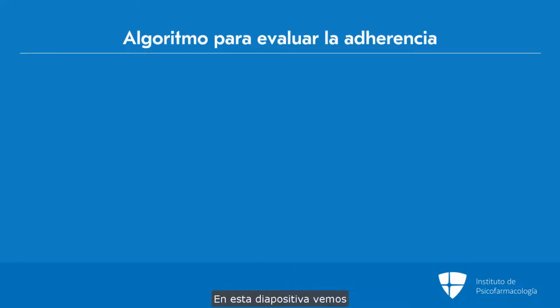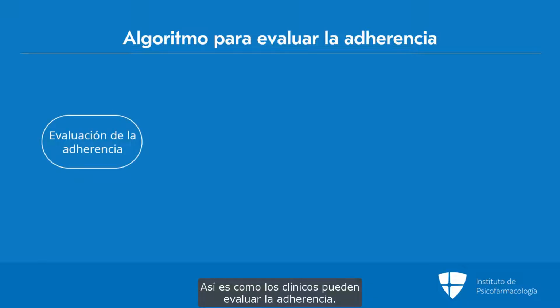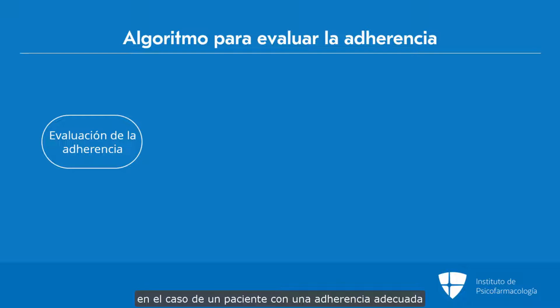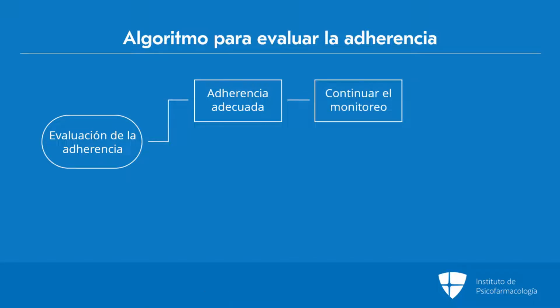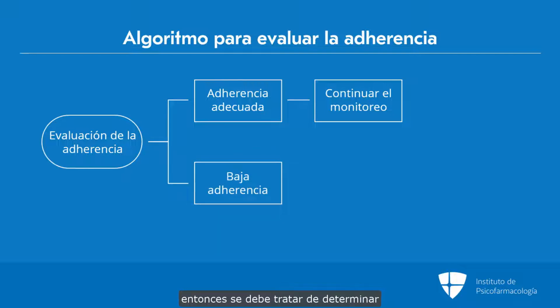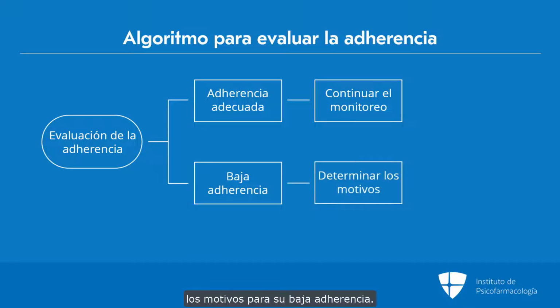So here in our next slide, we have an adherence algorithm. And this is how a clinician might think about adherence assessment. As I've mentioned before, assessing adherence is hard and needs to be done repeatedly. One way to think about it is a patient that appears to have adequate adherence, in your opinion. In that case, you would just continue to routinely monitor adherence. Or if a person appears to have inadequate adherence, then you might go further into that to try to figure out their reasons for presumed suboptimal adherence.